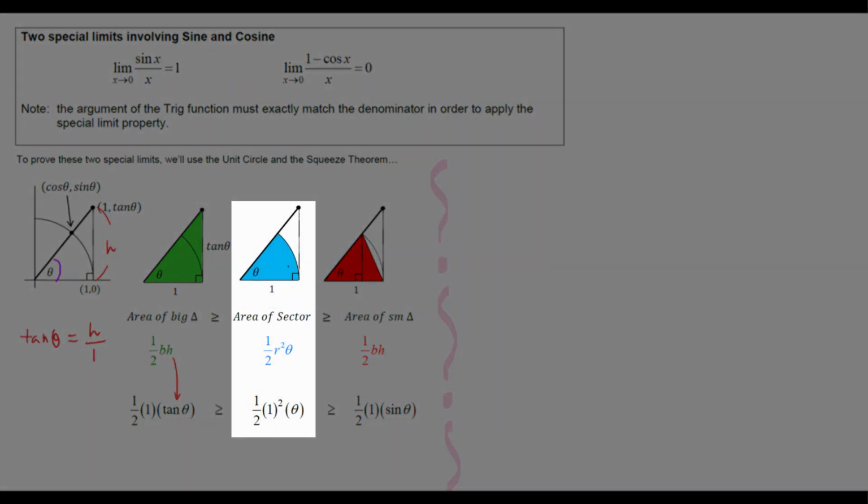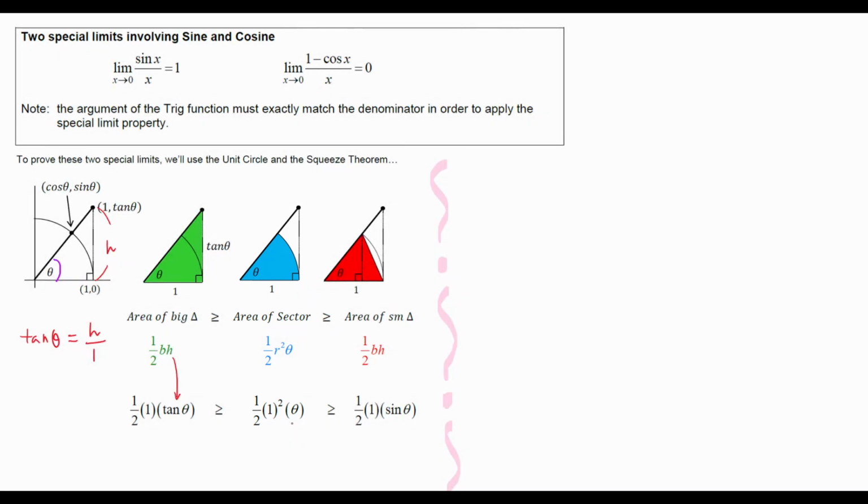Now, the area of the blue region, you learned this from trigonometry: the area of a sector is 1/2 r squared theta, with theta in radians. But the radius is 1, so right now we have 1/2 times 1 squared times theta.